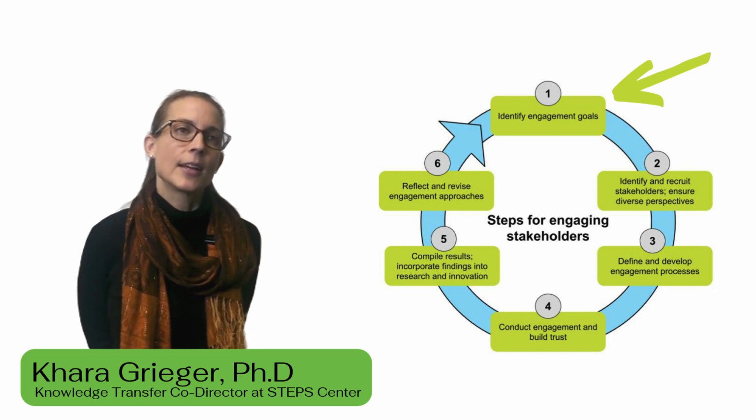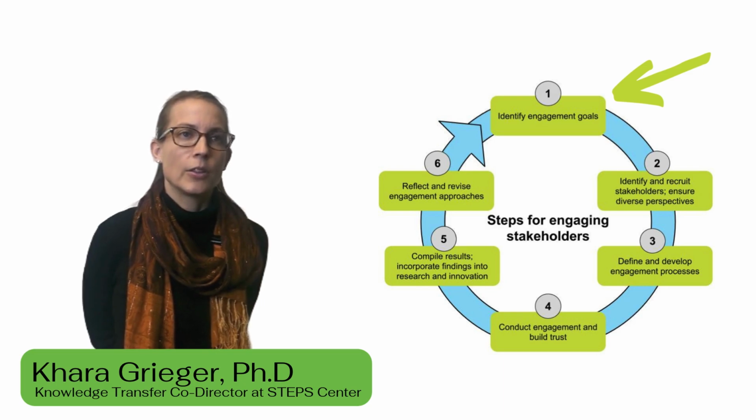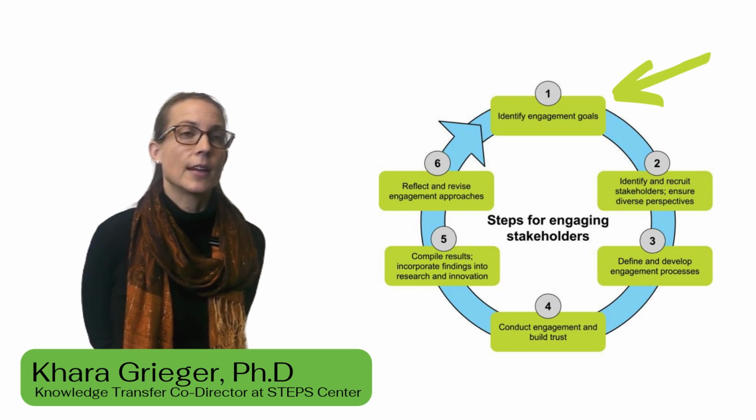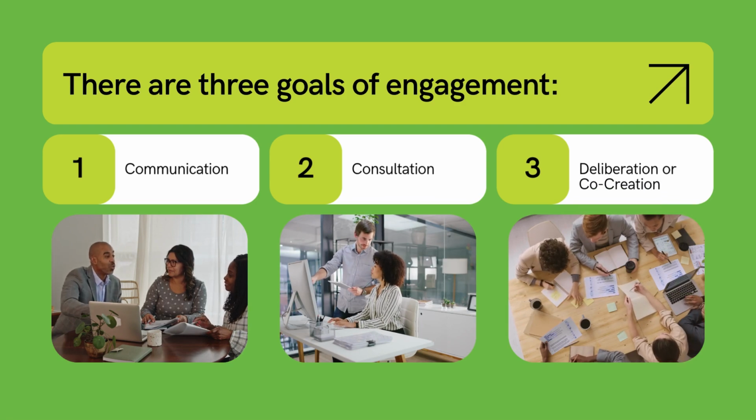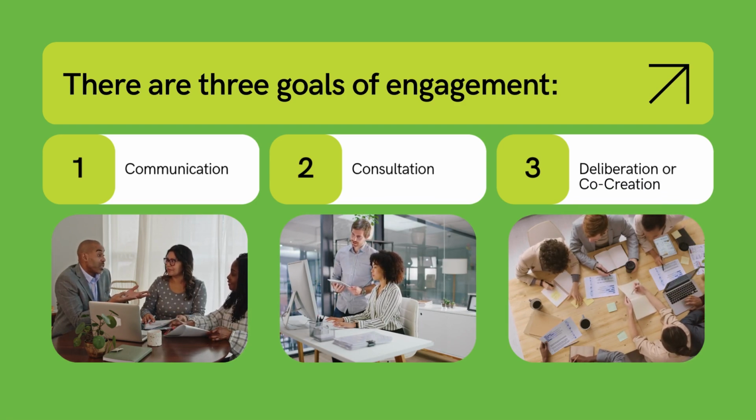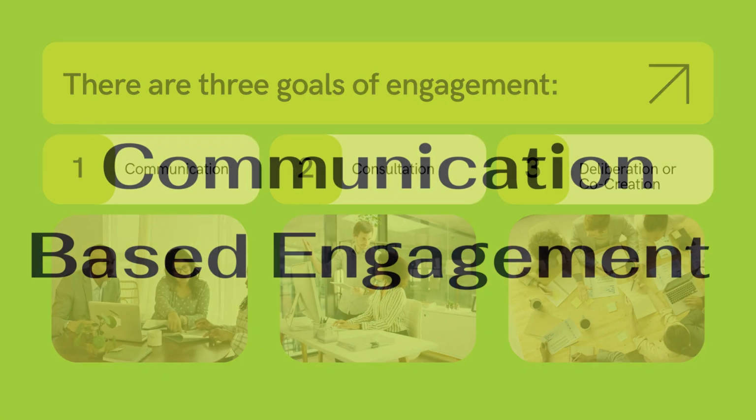The first step of the stakeholder engagement process is to identify the goals for engagement. The goals of engagement will help define the necessary stakeholders needed. There are typically three main goals in engaging stakeholders: communication, consultation, and deliberation or co-creation.